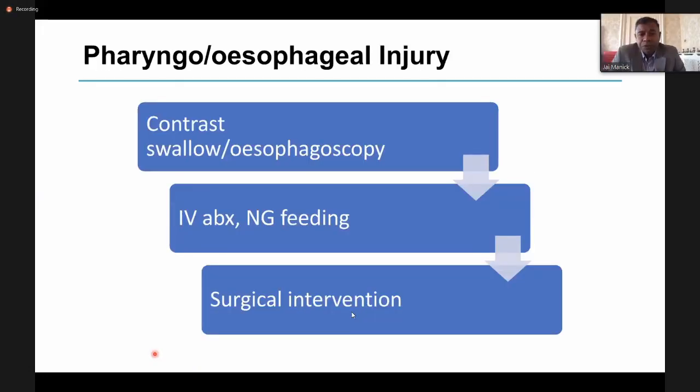So when you suspect esophageal injuries, a contrast swallow or a similar swallow test will give you some idea whether there is any leak in the esophagus. If there is an esophageal injury, it is best treated by giving antibiotics and nasogastric feeding, keeping them nil by mouth. That will allow the esophageal injuries to heal by itself. If it is a large injury, it needs surgical repair.